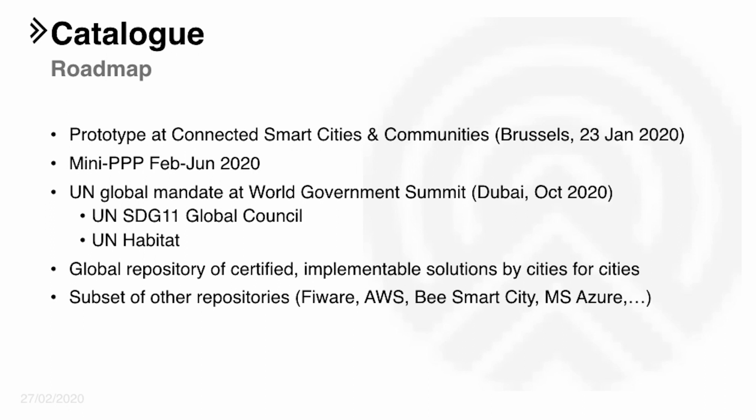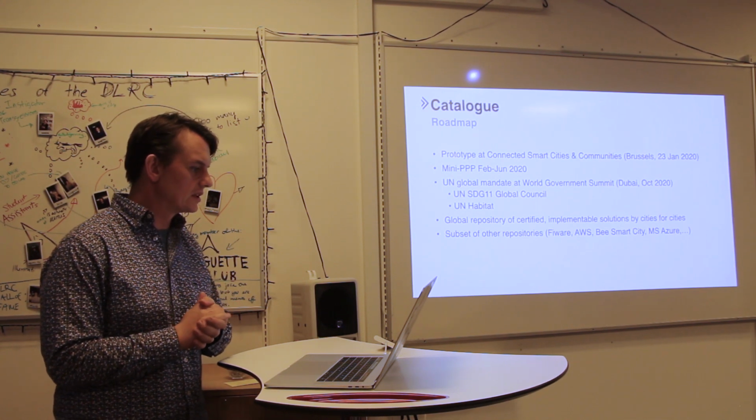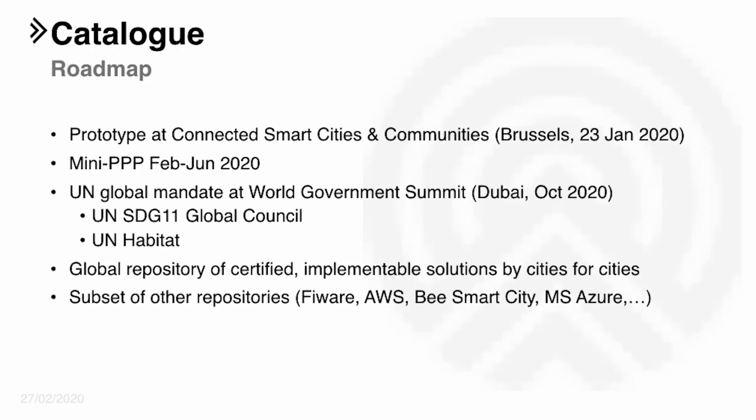So how will the roadmap look like of the catalog? We presented the first prototype at the Connected Smart Cities and Communities event on the 23rd of January. And now we have a mini PPP running until June 2020. At the World Government Summit in Dubai in October 2020, we will have the UN Global Mandate there, and we will have the SDG 11 Global Council, where together with UN Habitat we will show the catalog solution. Together we will build a global repository of certified and implementable solutions by cities for cities.